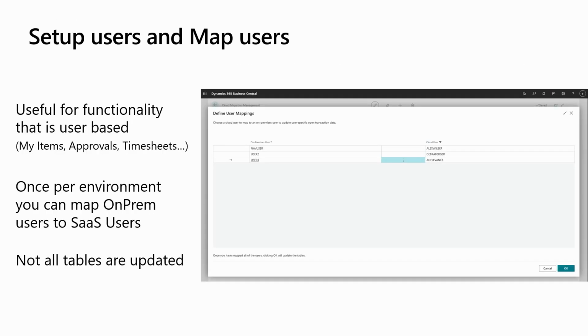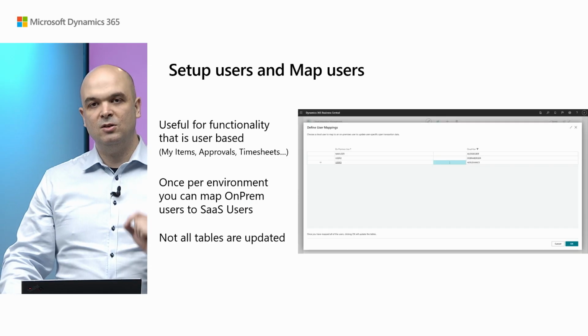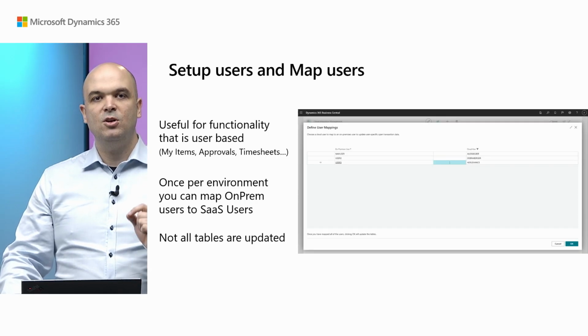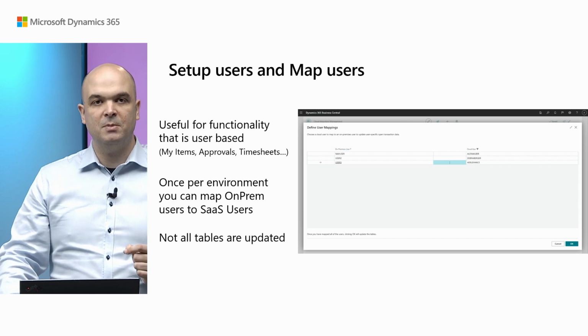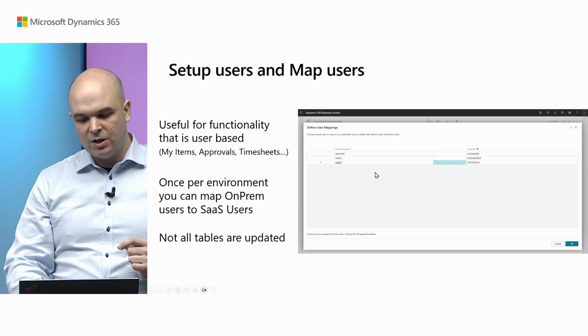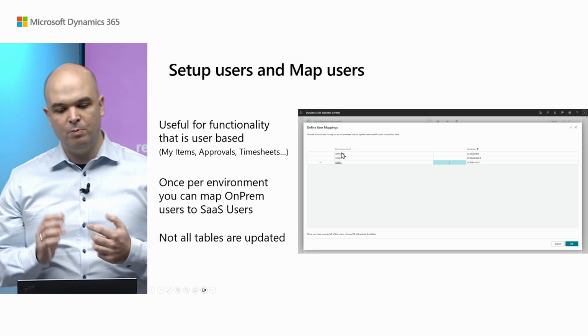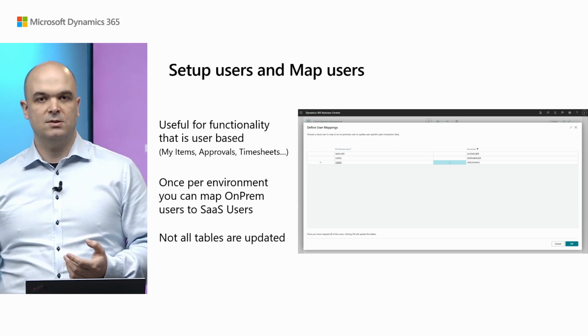Setup users is the standard functionality that you can use from the users list. So you can invoke Get Users from O365 there and configure permissions. Once you're done with this step, you can go to the cloud migration page and open the Define User Mappings page. And here you have the ability to map the on-prem users to the SaaS users.